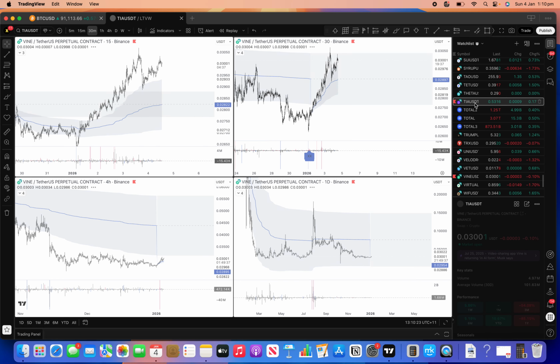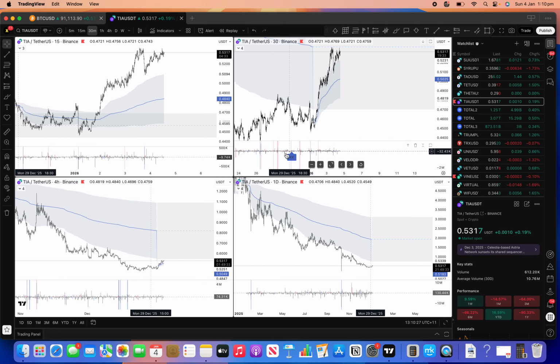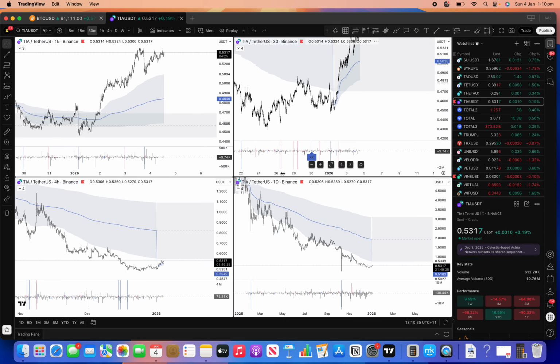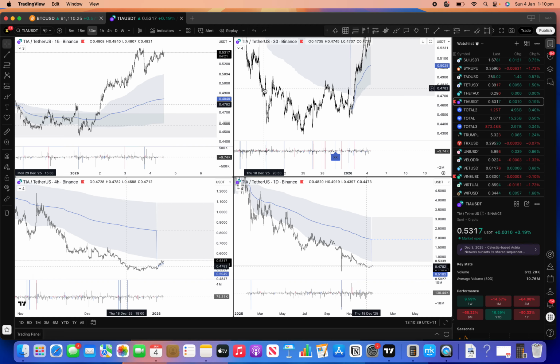Here's another one, TIA. What do we have here? So once again on the 30-minute, we've had a Delta X buy signal right into the low here. If you zoom out a bit on this one, it was a nice inverse head and shoulders setup. So you had your left shoulder here, the head, and then the right shoulder here. That's a good reversal setup.